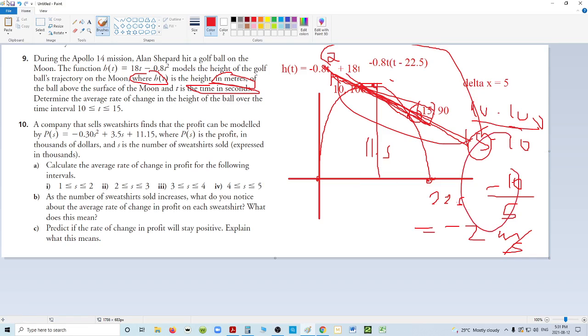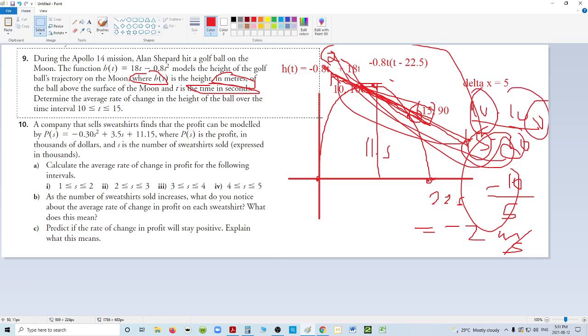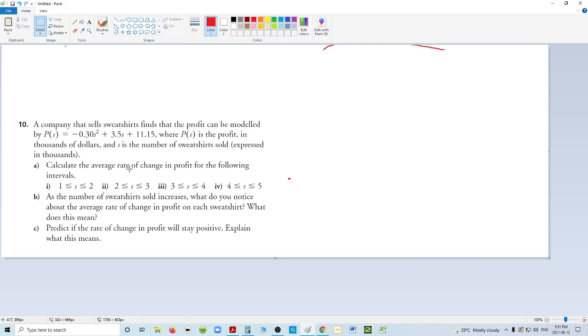Then you do what we just did. That's how you do it manually on a test. You would just plug your 15 seconds into the formula and your 10 seconds into the formula to get your y2 and your y1. I just use Desmos because I'm not going to necessarily sit there.